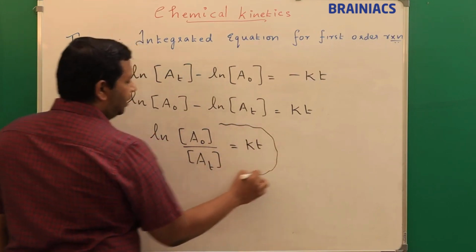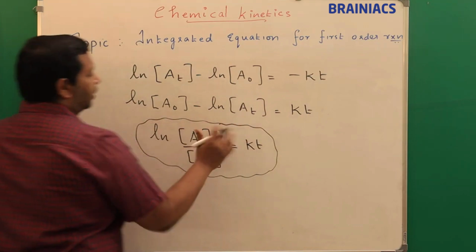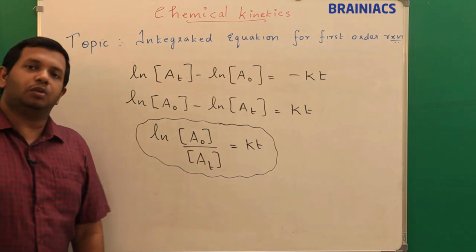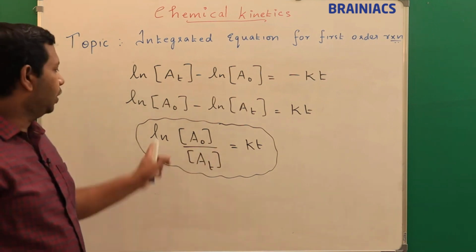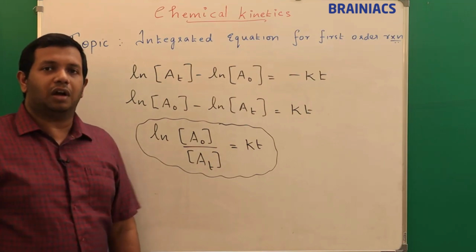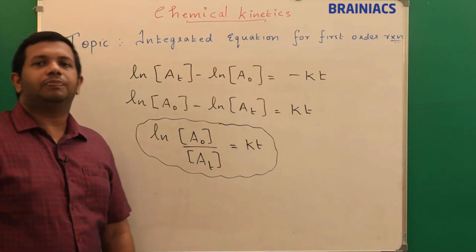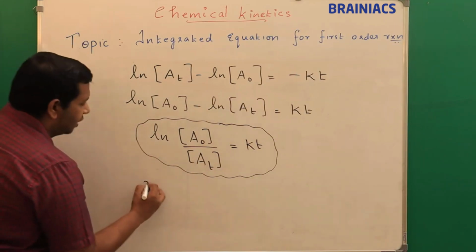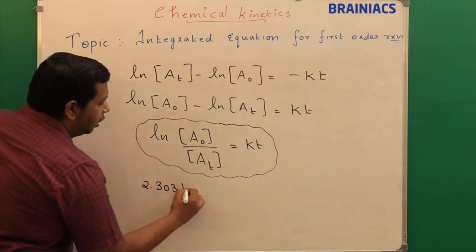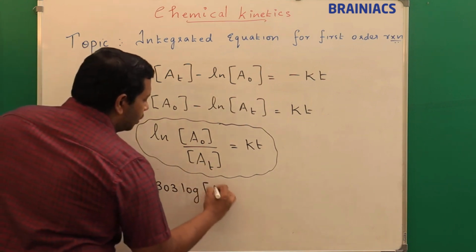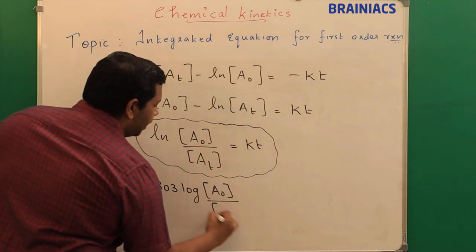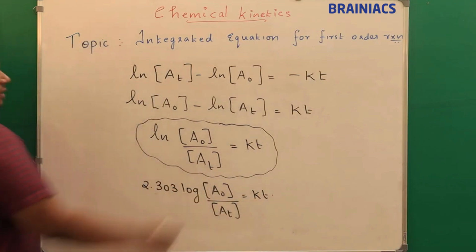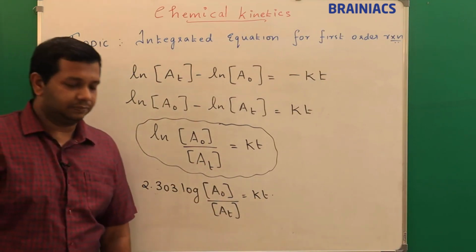Suppose they are asking you the integrated rate equation for a first order reaction in a natural logarithm. ln, natural log means this is the one. Suppose if you want to convert this into log format, what you need to do? How to convert natural log to normal log? Multiply by 2.303. So what will happen here? I can write in other format 2.303 log a of 0 by a of t is equal to kt. So if they ask in this format, you should remember like this.